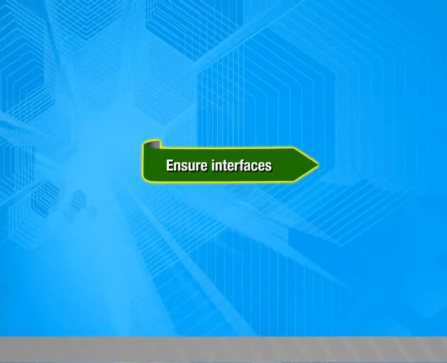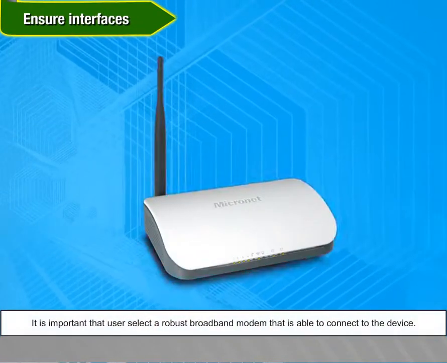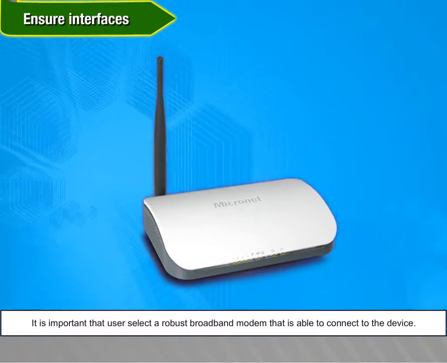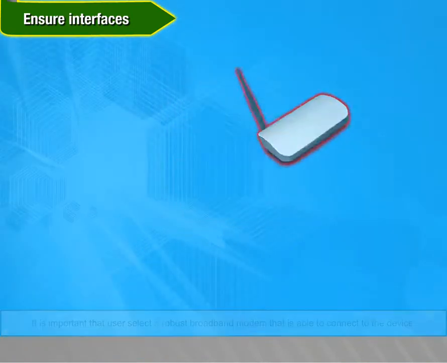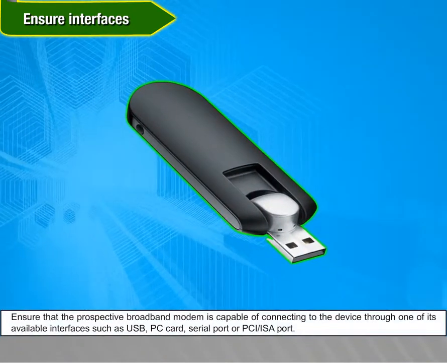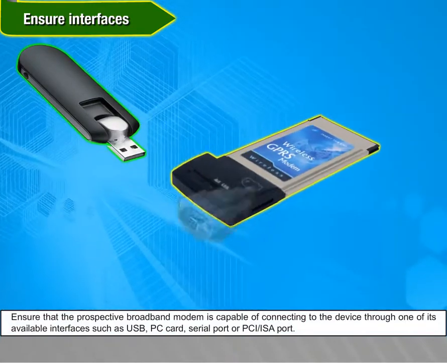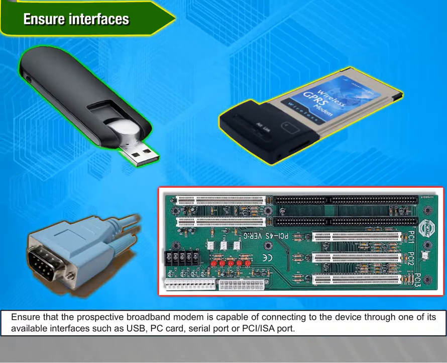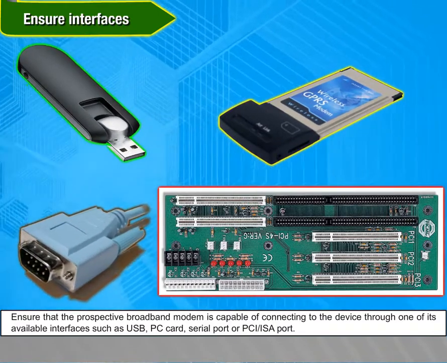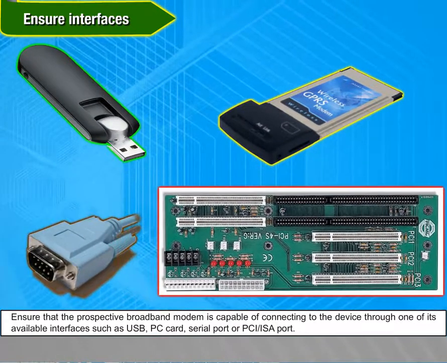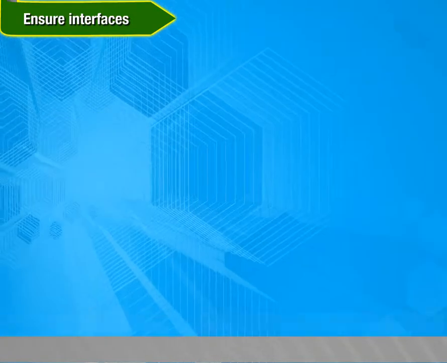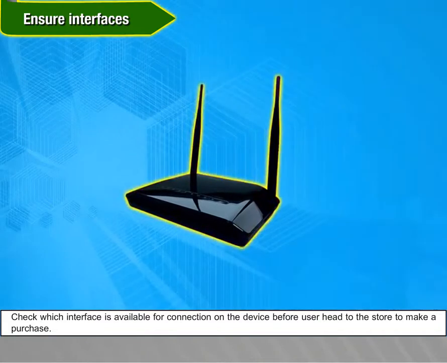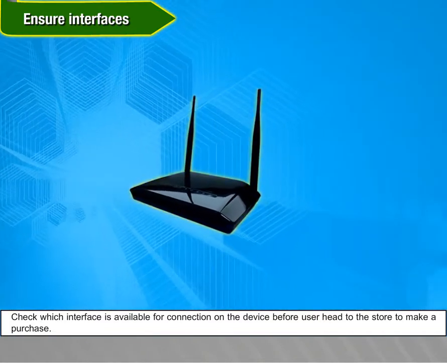Ensure interfaces. It is important that users select a robust broadband modem that is able to connect to the device. Ensure that the prospective broadband modem is capable of connecting to the device through one of its available interfaces such as USB, PC card, serial port, or PCI or ISA port. Check which interface is available for connection on the device before user head to the store to make a purchase.